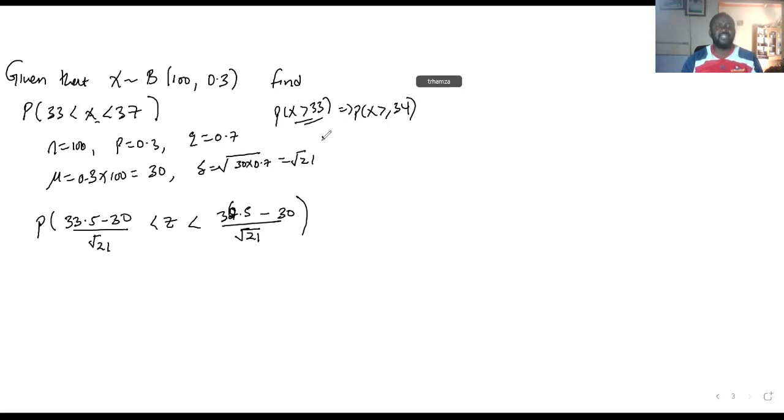Then this upper one, probability of X is less than 37, is the same as probability of X less than or equal to 36, which, to make it continuous, you add on 0.5. Then someone says, how about if for me I just subtract off 0.5? You are also fine. That's why I came up with these values.